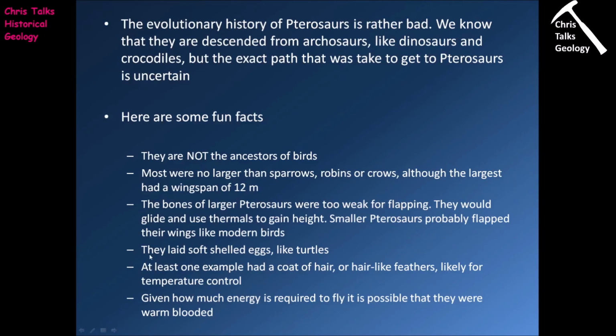From what we can see, the pterosaurs laid soft-shelled eggs, a bit like turtles. There is at least one example of a pterosaur where we can definitely see a coat of hair or hair-like feathers on the body, and these are likely there for temperature control. And the final thing is, given how much energy is required to fly, it's not beyond the realm of possibility that pterosaurs were warm-blooded, because if you're warm-blooded, you have that high metabolism, and so you have the capacity to burn large amounts of energy very quickly.